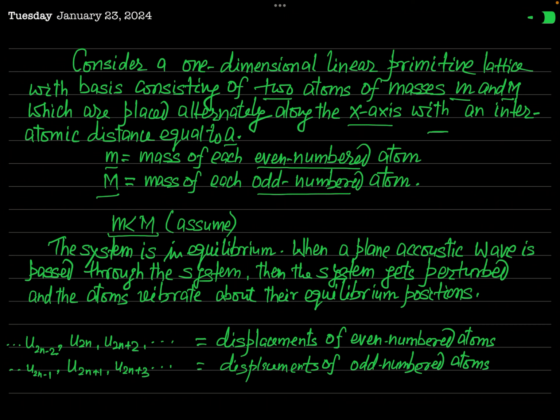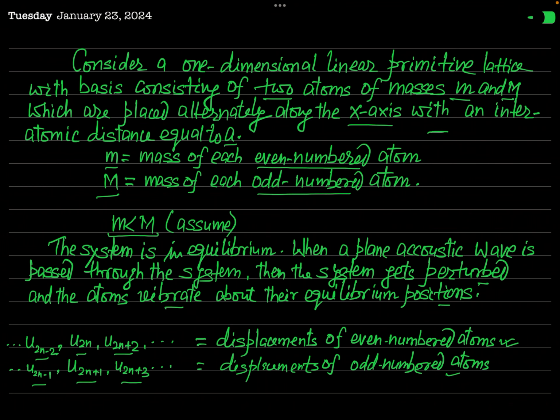But when a plane acoustic wave is passed through the system, then the system gets perturbed and the atoms vibrate about their equilibrium positions. And as you have seen, this U2n minus 2, U2n, U2n plus 2 and so on, these are the displacements of the even numbered atoms. And similarly, this U2n minus 1, U2n plus 1, U2n plus 3, these are the displacements of the odd numbered atoms.